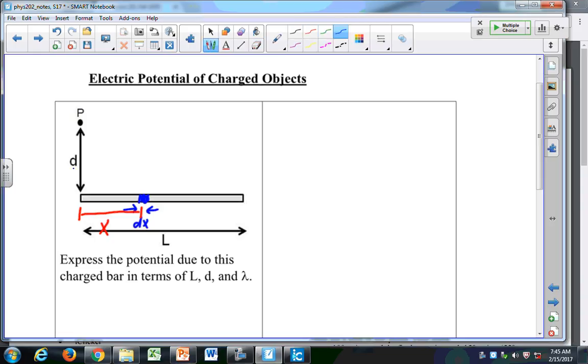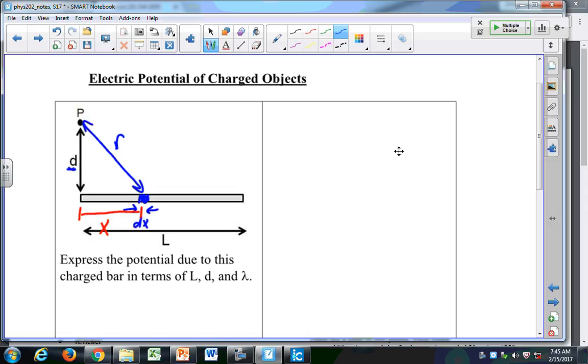This distance right here is d, and then I'm going to call this distance r. Now, if I have a charge right here, it creates a potential at this point equal to kq over r, whatever that charge is times k divided by this distance r. But as I move along here, that r changes. It changes with the value x.